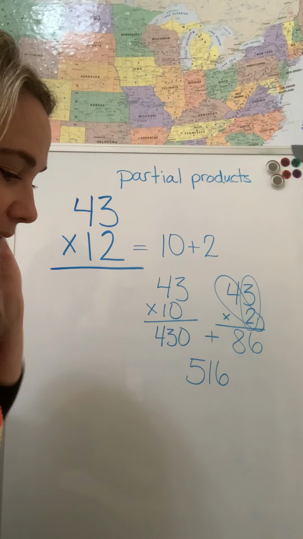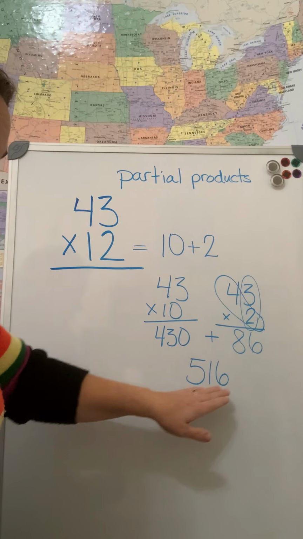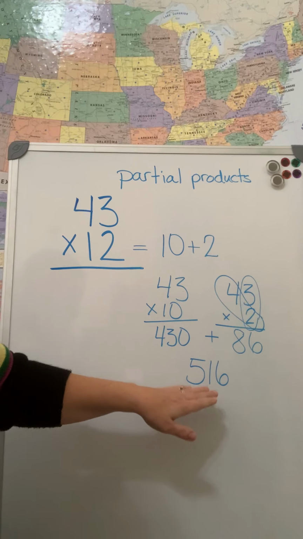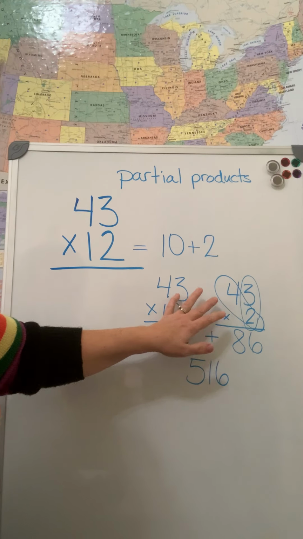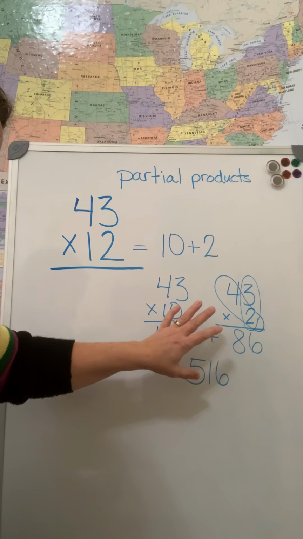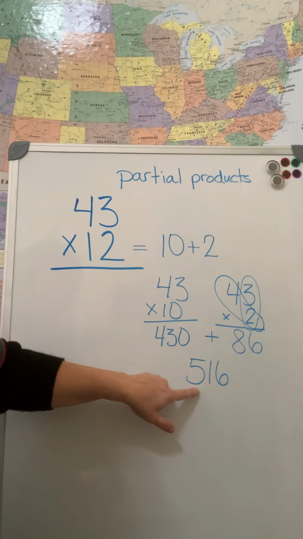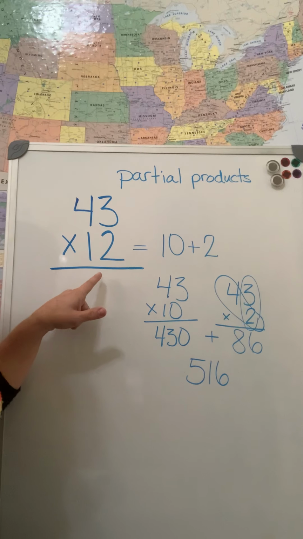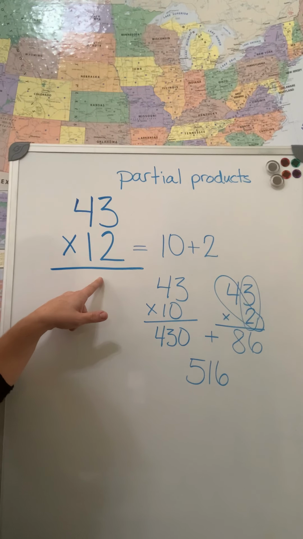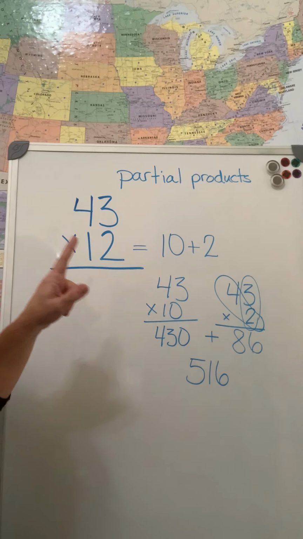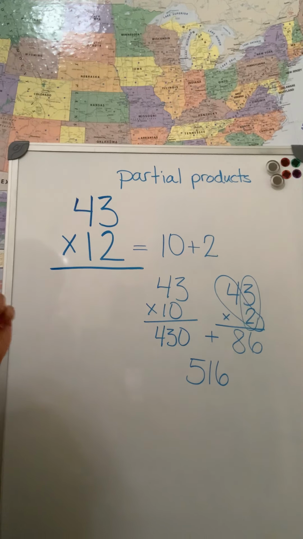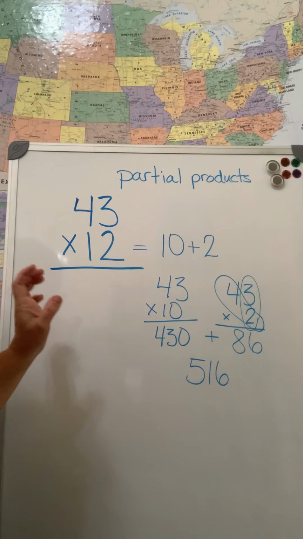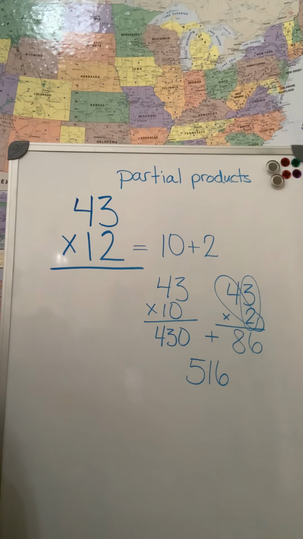So partial products, and the sum of the partial products of the factors 43 and 12 are going to give us the same answer as if we were just to do our 43 times 12 in this method that we're going to learn today. Most of you have done this. Most of you do this very well. But we're breaking it down today so that we'll all get there and we can see the steps.